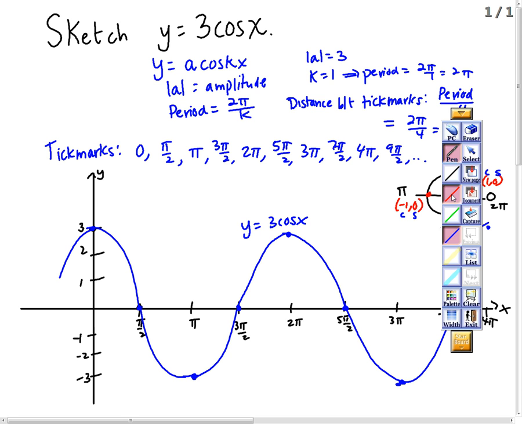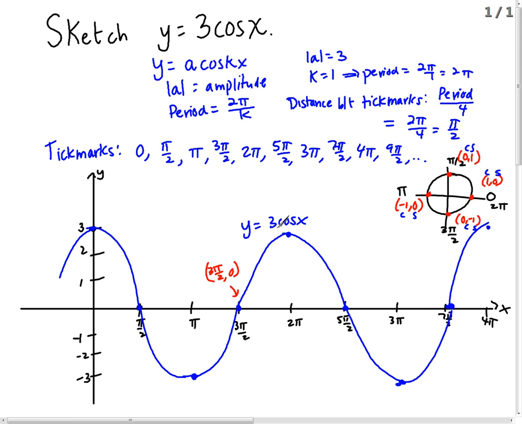We can check some points if you want to. So for example, this point right here is the point 3 pi over 2, comma 0. So we're going to say this is 3 times cosine of 3 pi over 2. Cosine of 3 pi over 2 is down here, so that's 0. 3 times 0 is 0. Check this one. This is 2 pi, comma 3. So we're saying 3 times cosine of 2 pi equals, 2 pi is over here, it's 1. So this is 3 times 1 is 3, and so on. There you go.